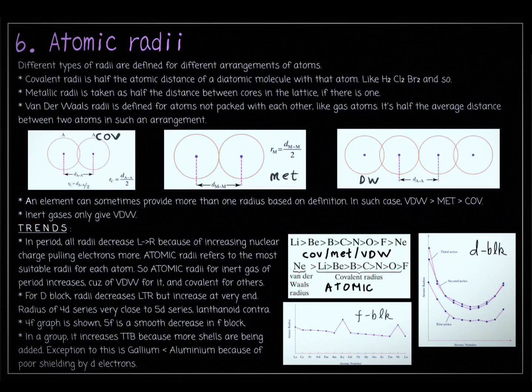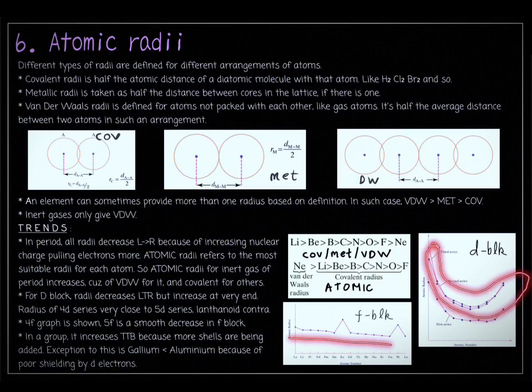And for D block, the radius decreases left to right, but they increase at the very end. You must have seen the D block video. If not, go check it out. And the radius of 4D series and 5D series is very close to each other because of lanthanoid contraction.